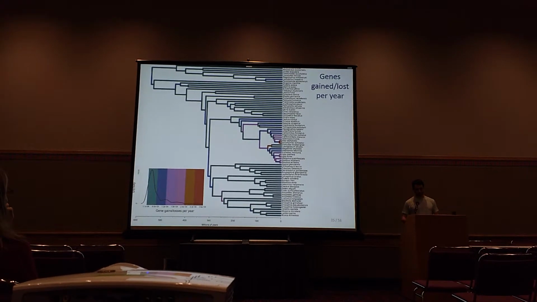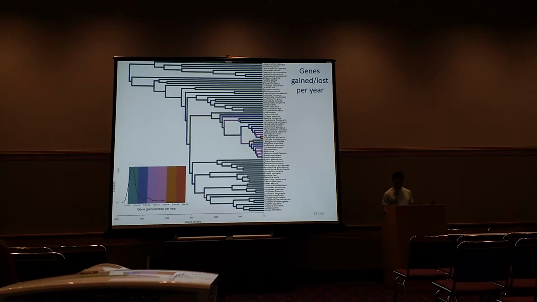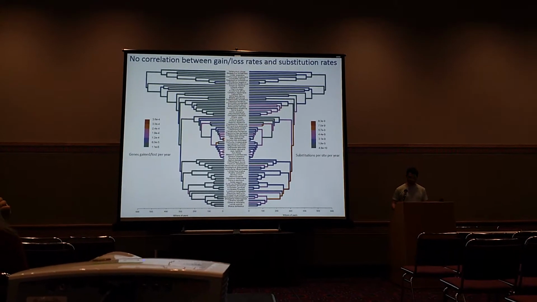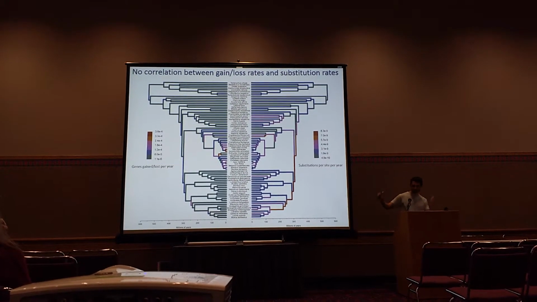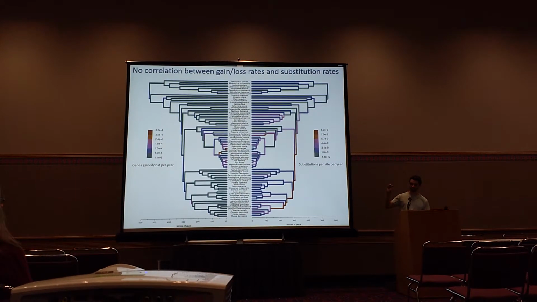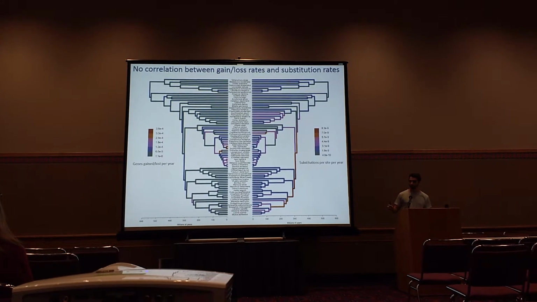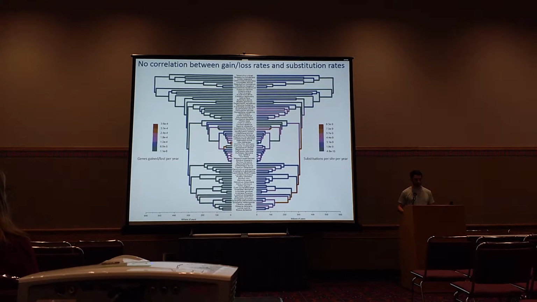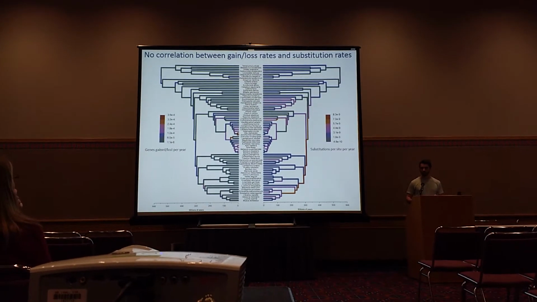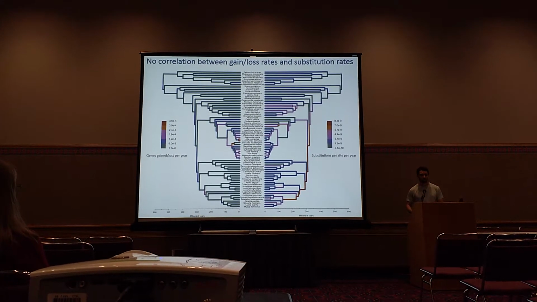So back to whether the rates of amino acid substitution and gene gain and loss are correlated. If we put these 2 trees next to each other, it doesn't appear that they are. On the right is the substitution tree, and on the left is the gene gain and loss tree. When we see changes on one branch on one, we're not seeing corresponding changes on the other. So this might imply that the variation in these types of changes is due to changes in the underlying mechanism and not something common to the organism.